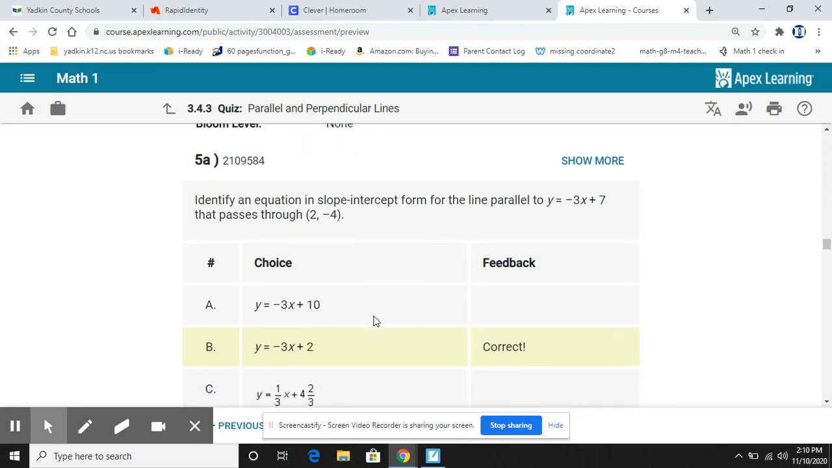Okay, question 5. Identify an equation in slope-intercept form for the line parallel to y equals negative 3x plus 7 that passes through 2, negative 4. I'm going to stop the video here because I have about a minute before my time runs out, and that's not enough time for me to go over all of these. So if you need help on 5 or probably 6 too, you can go on to the next video.